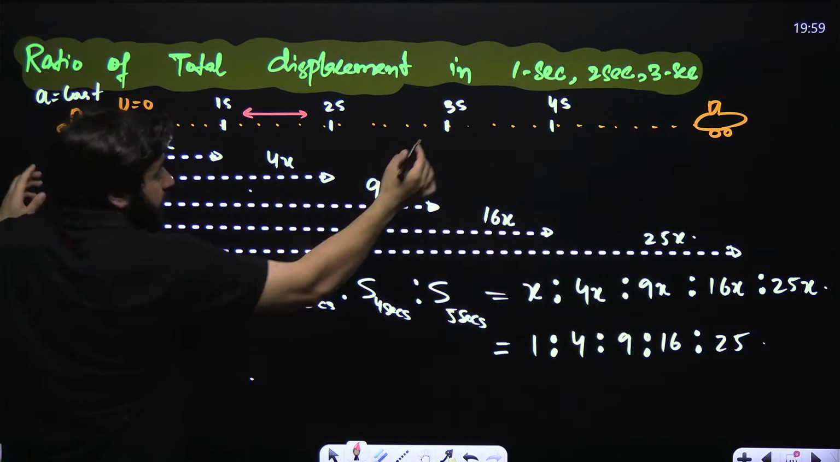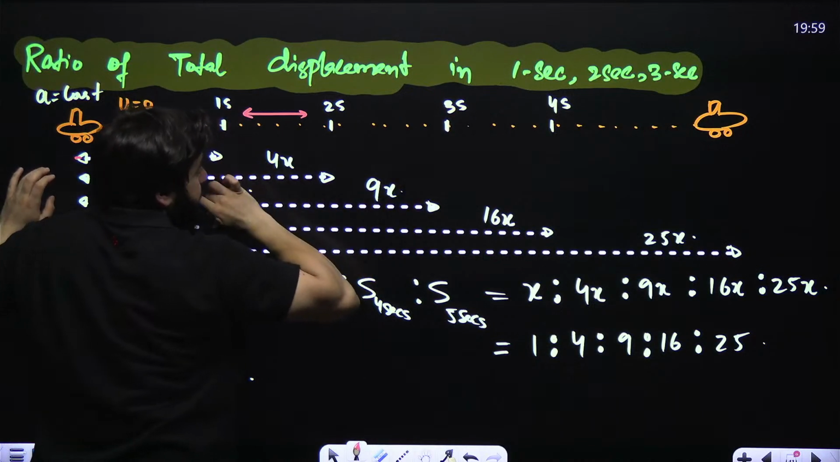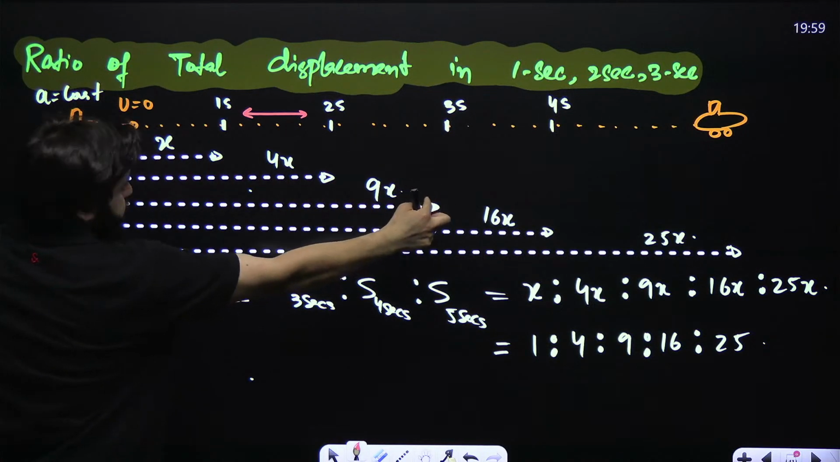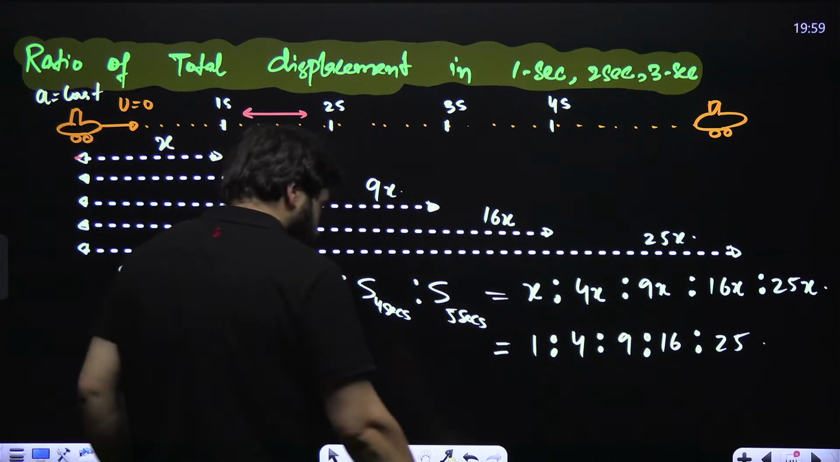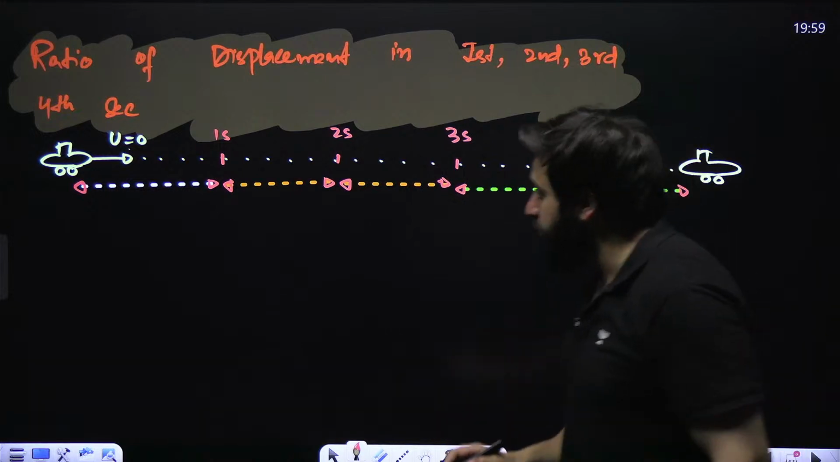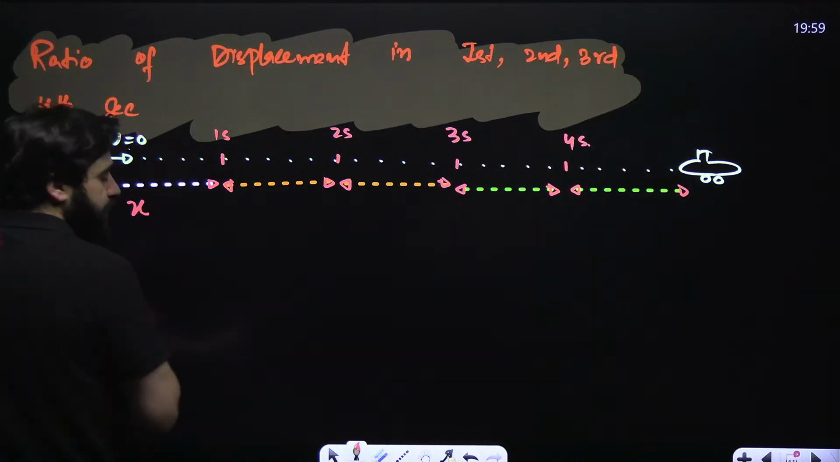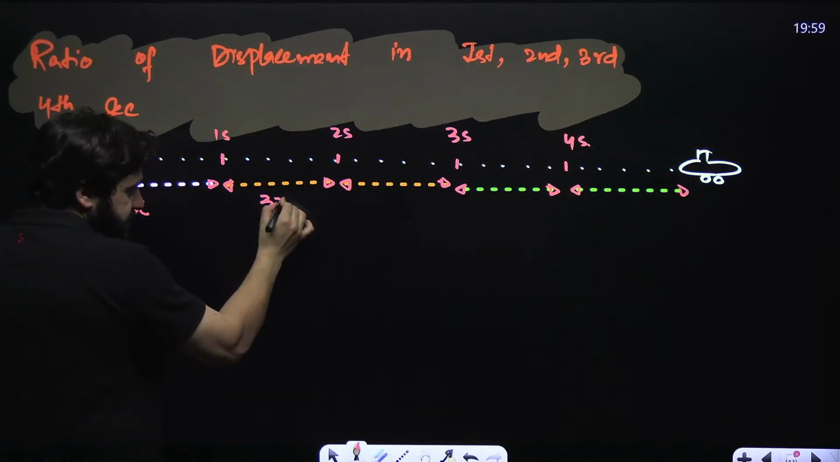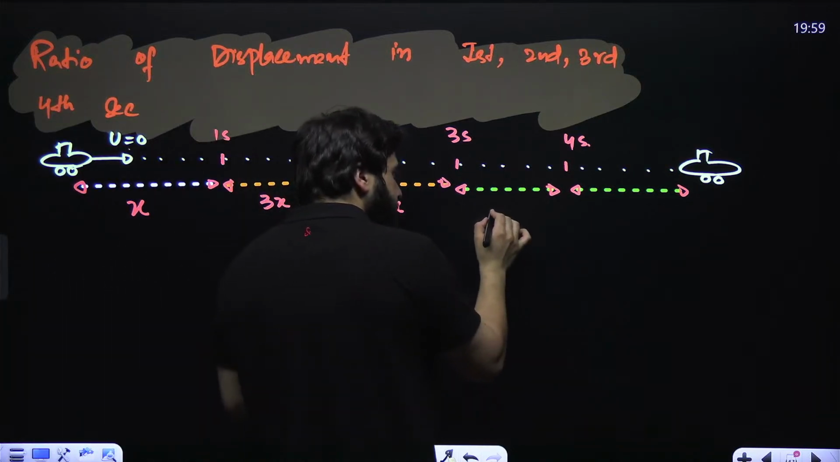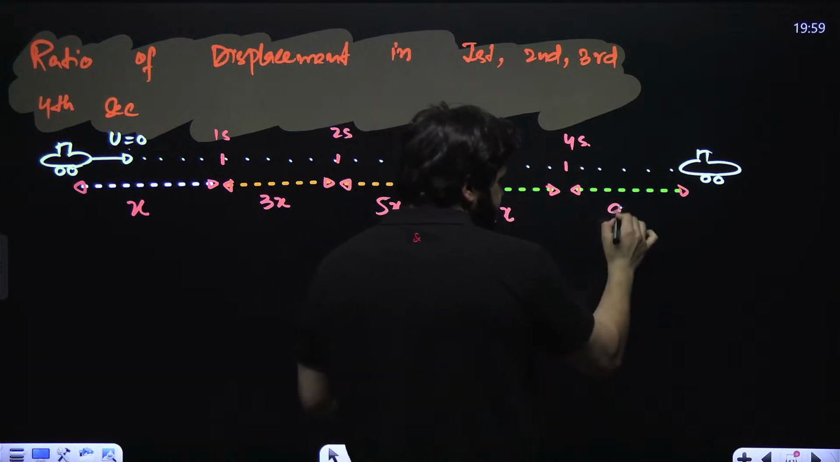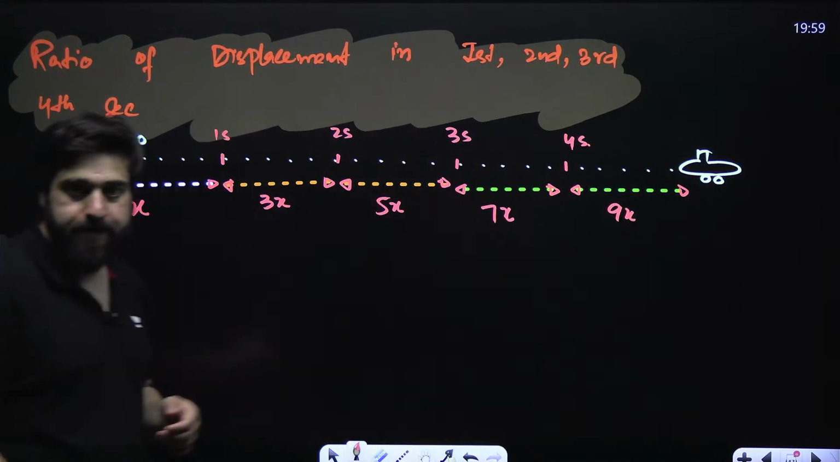Similarly, displacement in this third second. Total is 9x minus 4x. This will be 5x. So I can directly write over here. If this is x, we say this is 3x. We say this is 5x. We say this is 7x, and we say this is 9x, and so on.